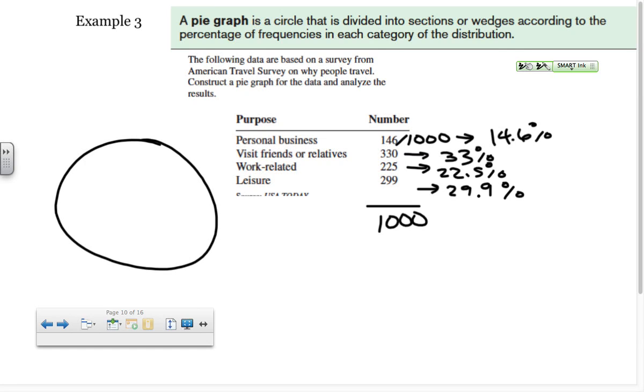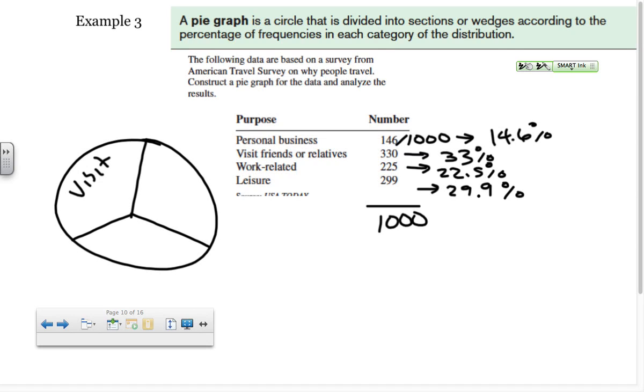Now, what I did was I looked here and I said, okay, I have 33%, 29%, and then this added together would be about 37%. So I'm going to split this essentially in thirds, because 33% is exactly a third. So I could make this one right here visit.